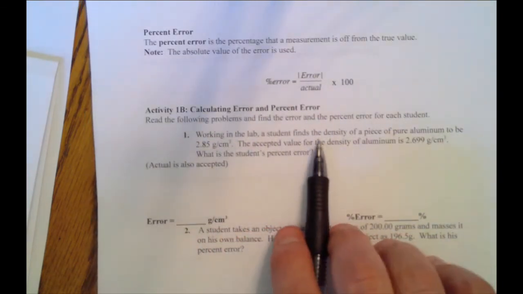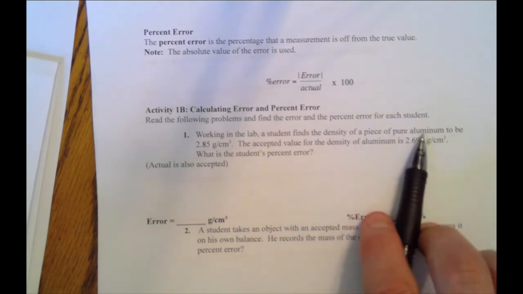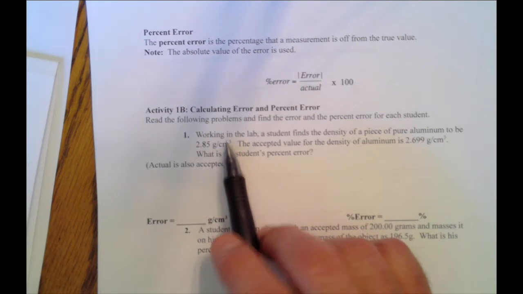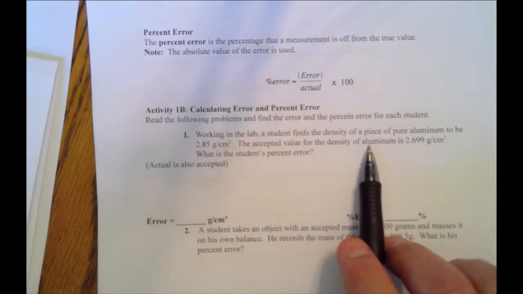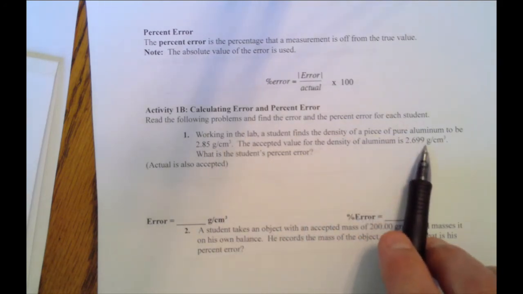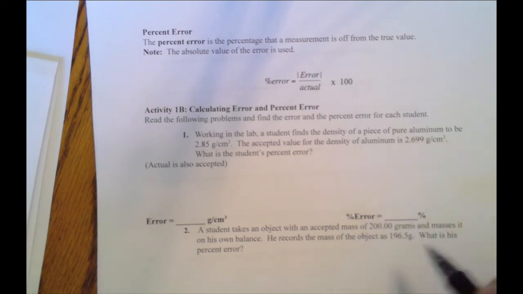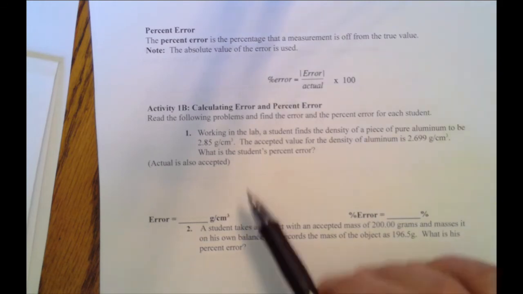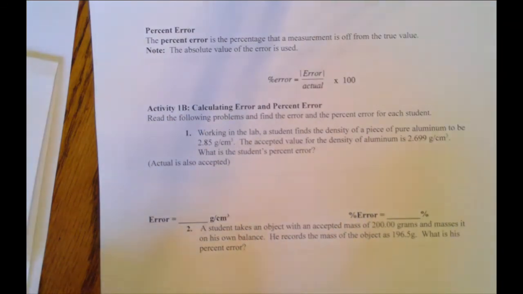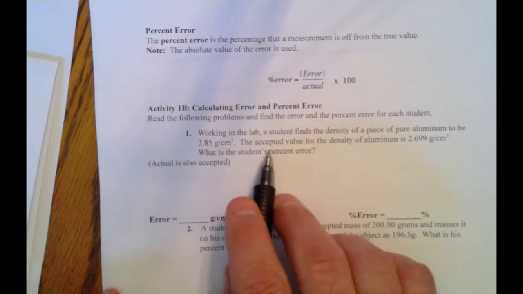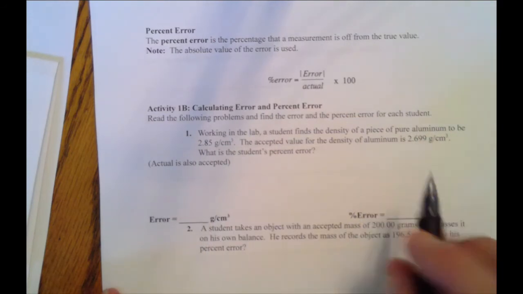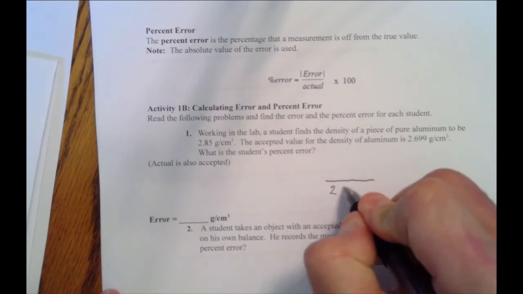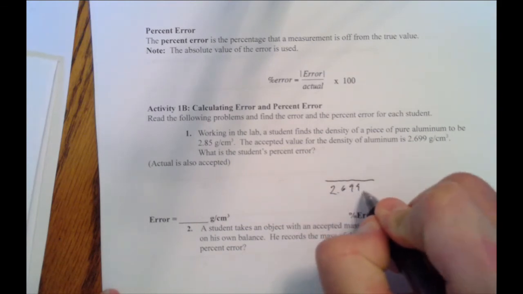Working in the lab, a student finds the density of a piece of pure aluminum to be 2.85 grams per centimeter cubed. The accepted value for the density of aluminum is 2.699 grams per centimeter cubed. And if this part's messing with you, don't worry about that right now. We'll get to that. What is the student's percent error? So the accepted value is the true value. So I'm going to go ahead and set up my percent error over here. The actual or accepted value is going on bottom.